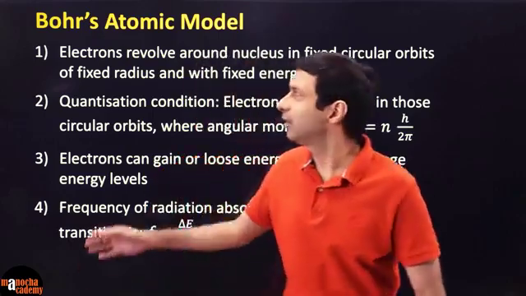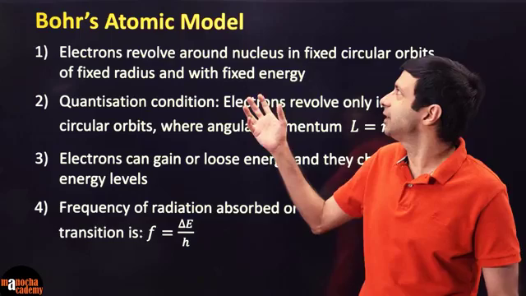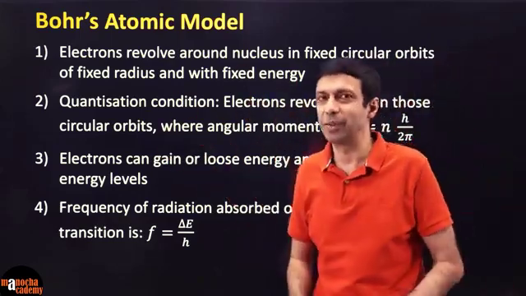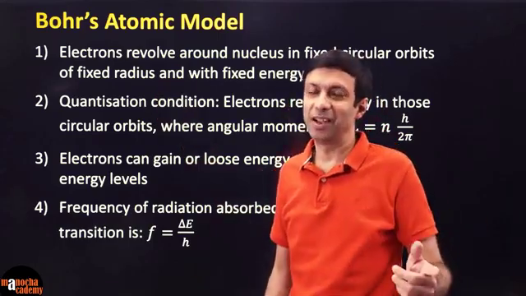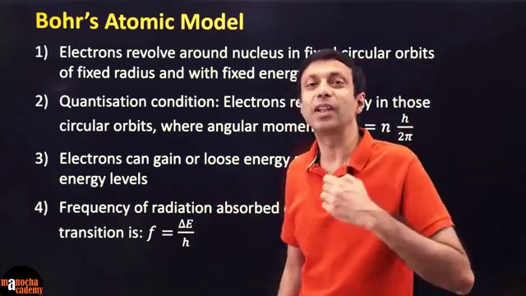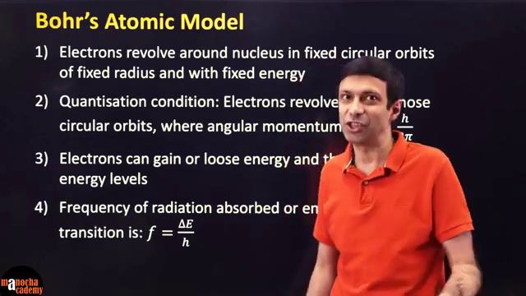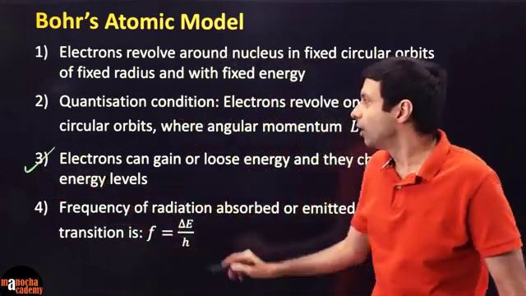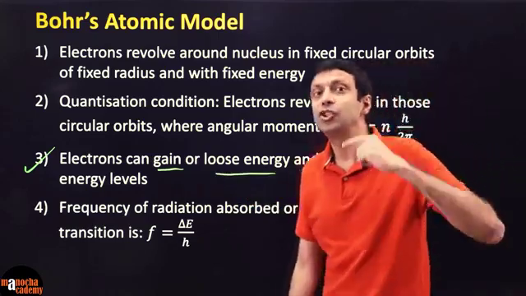So till now, we have done the first 2 postulates of Bohr's model. Remember, the first postulate said that when electrons revolve around the nucleus in fixed circular orbits of fixed radius, they move with fixed energy. But then the third postulate talks about how electrons can also gain or lose energy when they change their orbits or when they change their shells. So now we are going to look at the third postulate of Bohr, which says that electrons can gain or lose energy when they are shifting the orbits.